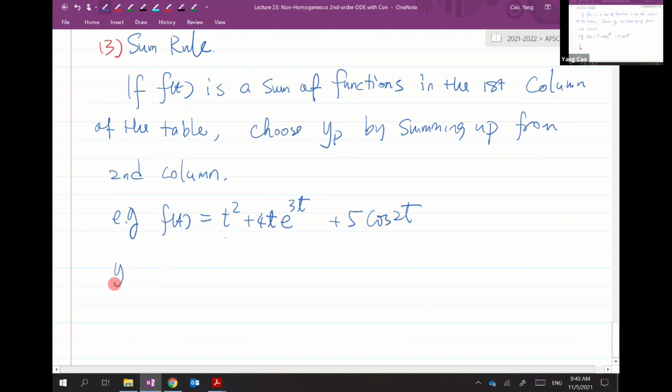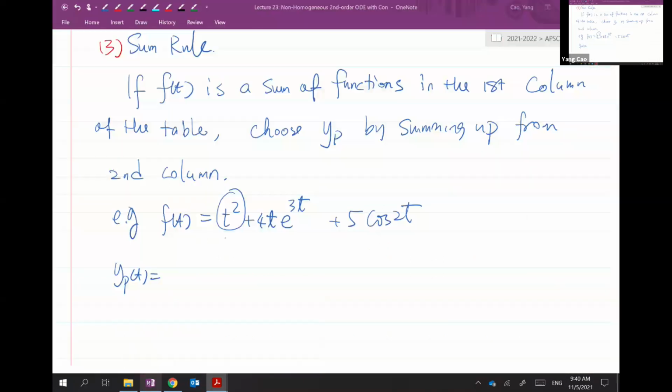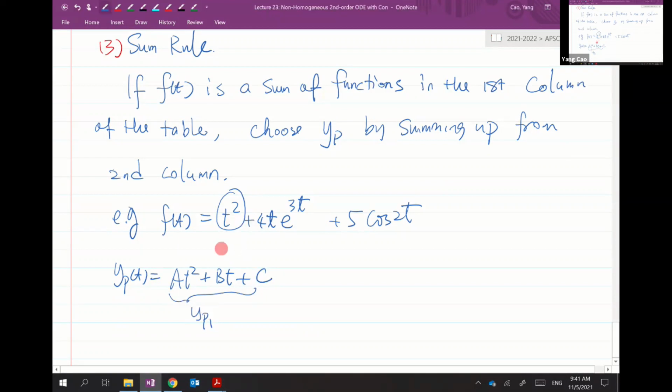So first, for t squared. That is basically the second row here, right? It falls into this one. So you go to the second column because it's order 2. You should take it as at squared plus bt plus c. So this is basically like a YP1 corresponding to t squared.